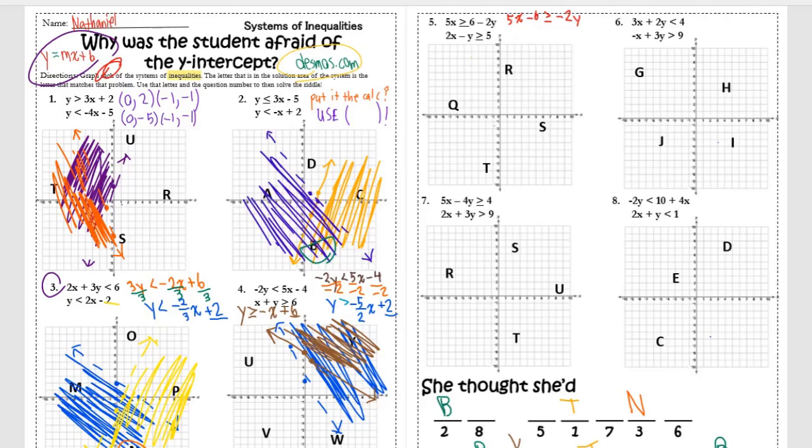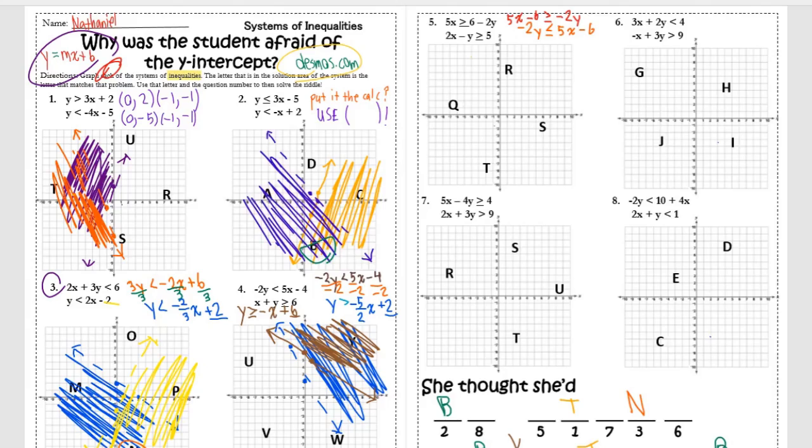So now I want my y on the other side. I want it on my left side. So these two, the negative 2y and the 5x minus 6, are going to switch sides. So when you switch sides, your inequality sign flips too. So we have negative 2y is less than or equal to 5x minus 6. Okay, so now all we have to do is divide every side by negative 2.